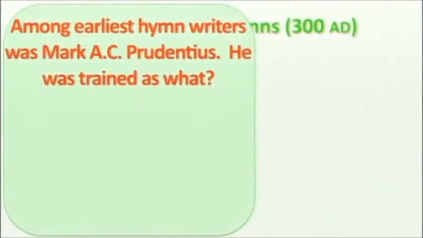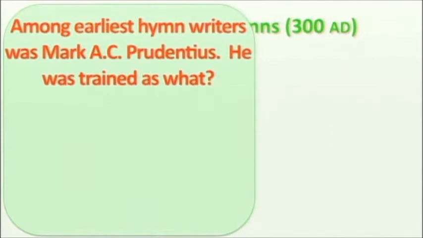Here's what happens. Let's move it into what we'll call celebration in the modern church. By the year 300, you have a lot of Christmas hymns being written. We've still got some of them today. One that happens to be my favorite is from an earliest hymn writer. His name was Marcus Aurelius Clemens Prudentius.